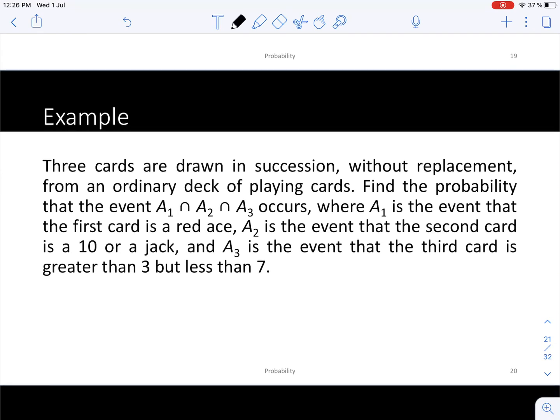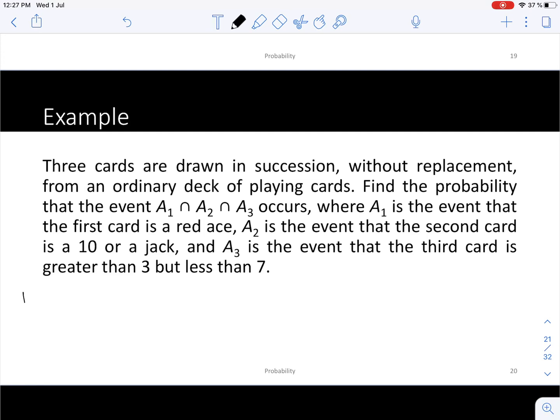Okay, let's check this example. It says that 3 cards are drawn in succession without replacement from an ordinary deck of playing cards. Find the probability that the event A1, A2, A3 occurs. And here we have the definition of the events. A1 is the event that the first card is a red ace. A2 is the event that the second card is a 10 or a jack, and A3 is the event that the third card is greater than 3 but less than 7.